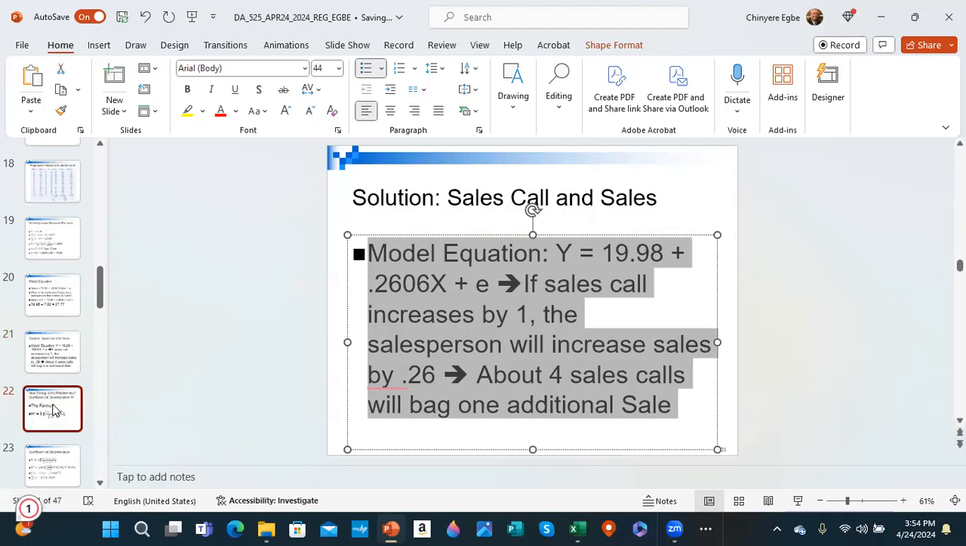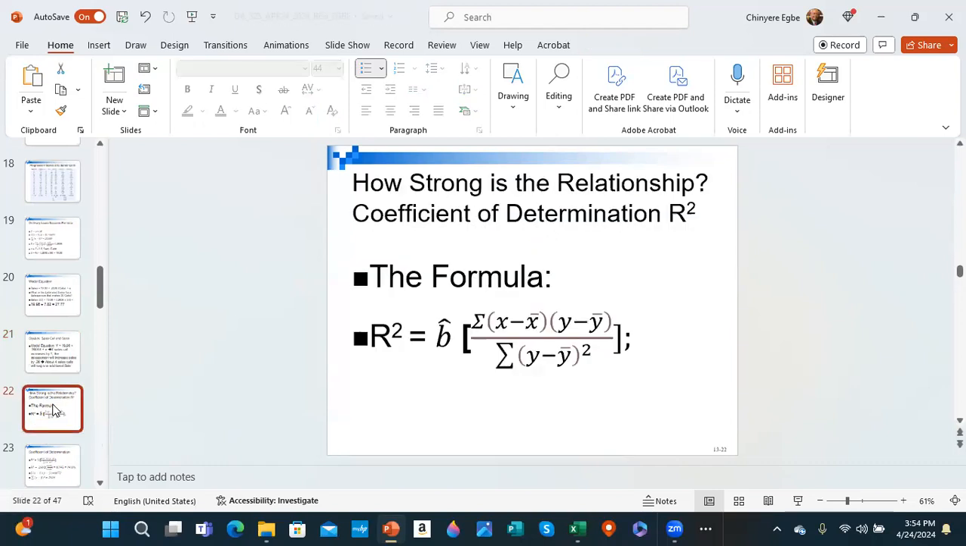Now we have to go beyond this stage. The next stage of our discussion is to ask ourselves, how strong is this relationship? Essentially, to what extent does the number of calls explain the number of copiers sold?